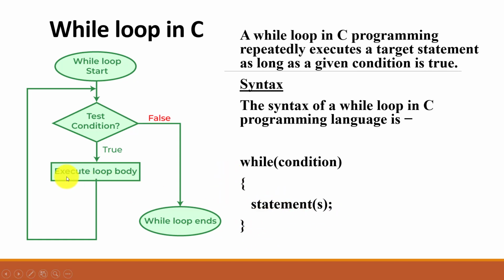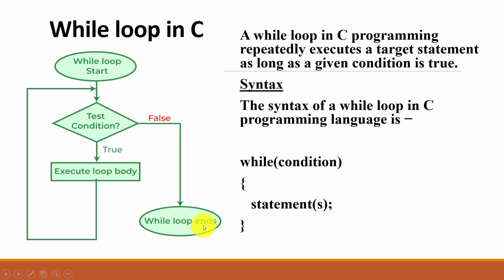Now this statement is nothing but the loop body, where we execute the loop statements. This statement is going to repeat again as long as the condition is true. If it is true, then again it checks the test condition. If it is true, then again it goes to check the test condition, till it is false. So this block, this group of statements, is going to repeat again and again until the condition is false. Once it is false, the while loop ends.